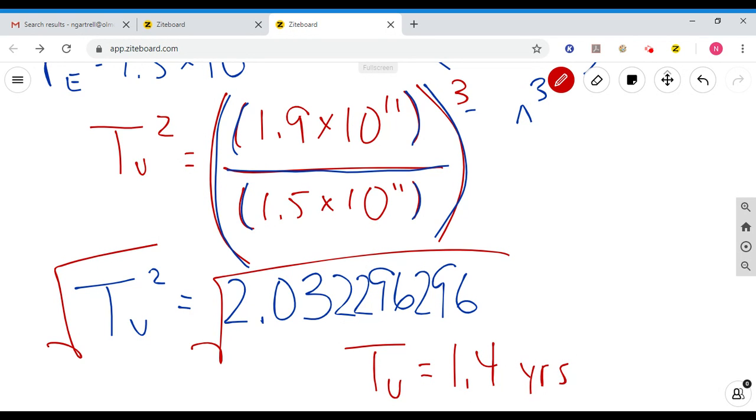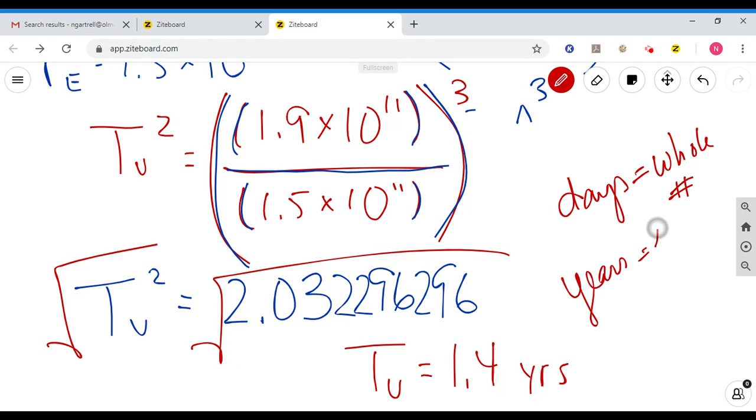All right, so typically when you're solving these problems, if your answer is in days, you give it in a whole number. If you're calculating your answer in years, you're going to give me 1 decimal in your answer, okay?